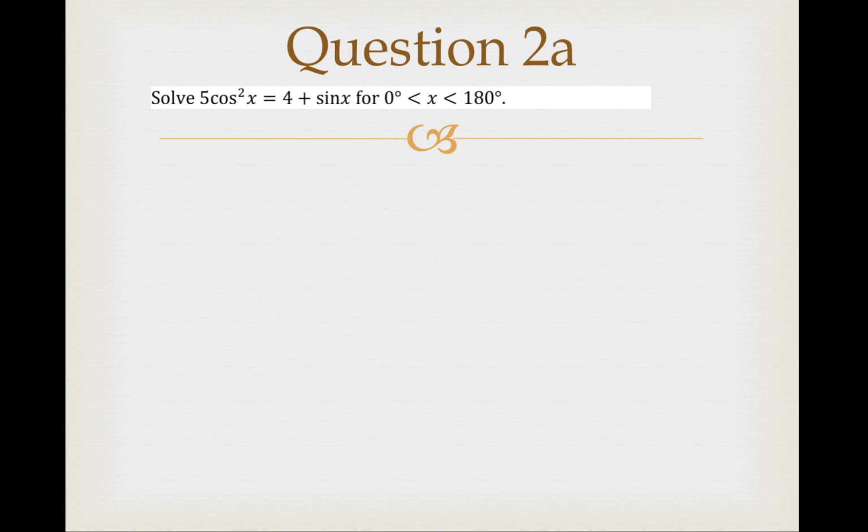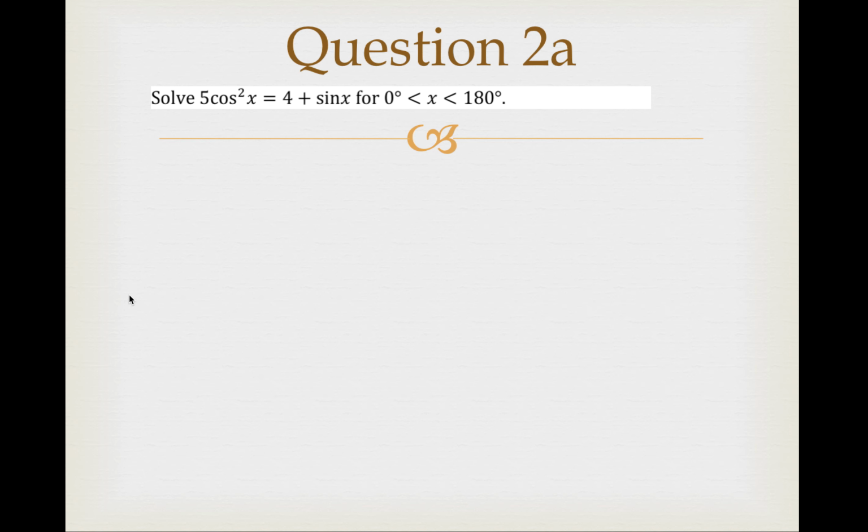Now let's go to question 2a. This time we are going to solve 5 cosine squared x is equal to 4 plus sine x, for x more than 0 degrees but less than 180 degrees. If you look at this equation, there's cosine x, there's also sine x. So there are two expressions involved. One strategy is we have to make sure that the equation is expressed in just a single trigonometric expression.